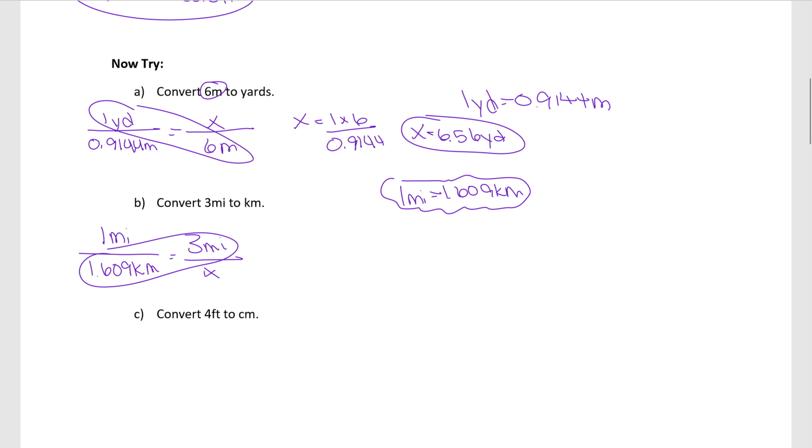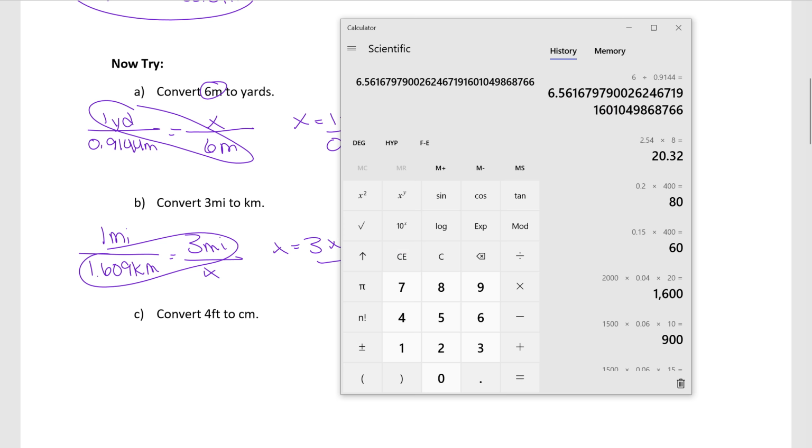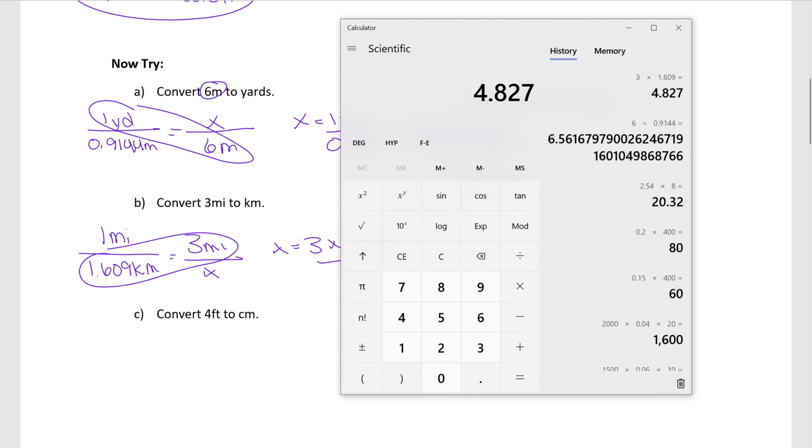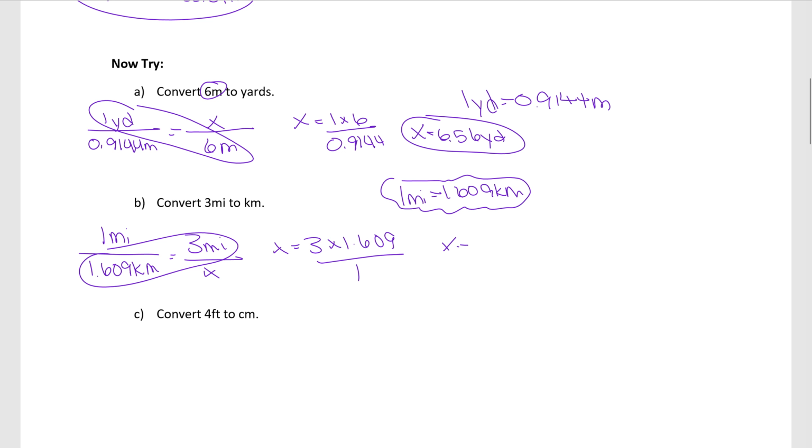And I'm going to multiply on the diagonal. So I'm going to end up with 3 times 1.609 divided by 1. Sorry about that. Alright, so let's throw it in the calculator and see what we get. 3 times 1.609 and we get 4.827. We can round that to 4.83 kilometers. So 3 miles is equal to 4.83 kilometers.